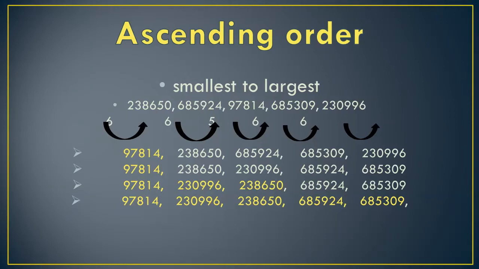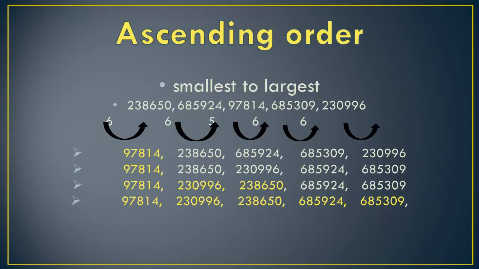Let us see how. So we need to arrange these numbers in ascending order. Now ascending order means smallest to the largest. So I need to start with the smallest number and move on to the largest number. So the first step is to count the number of digits.